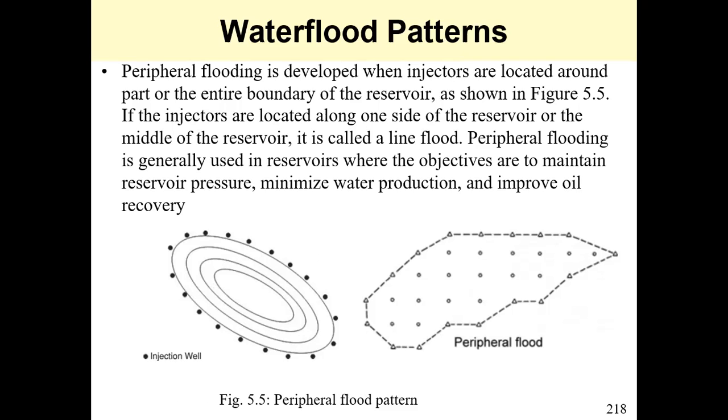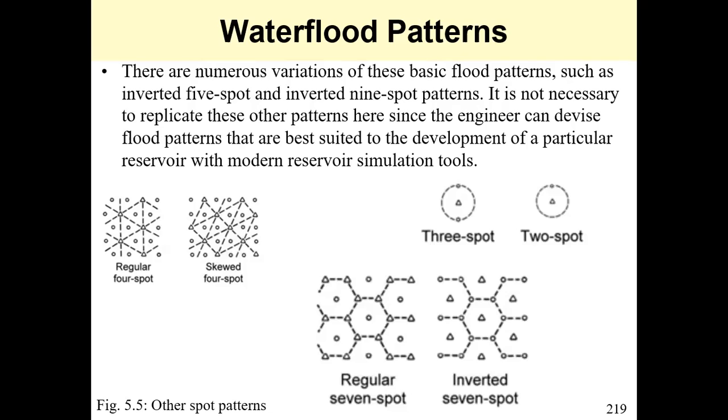So if the injectors are located along one side of the reservoir, it's a line flood. Peripheral flooding is generally used in reservoirs where the objective is to maintain reservoir pressure, minimize water production, and improve oil recovery. And this will even be good if your production wells are crestal in the center, so it can provide good aerial sweep. So you have other patterns, that's the regular four spot pattern, this is the skewed four spot pattern, this is a three spot pattern, this is a two spot pattern, this is a seven spot pattern.